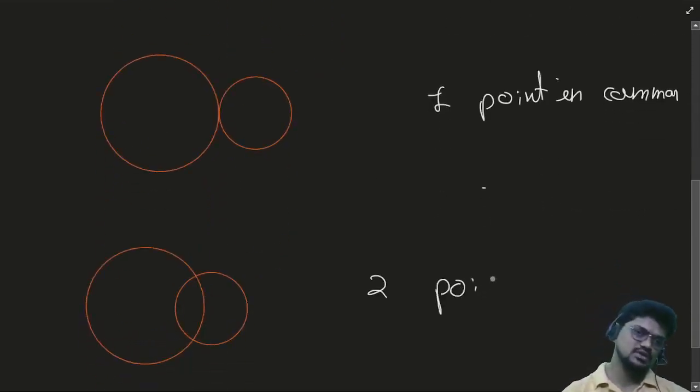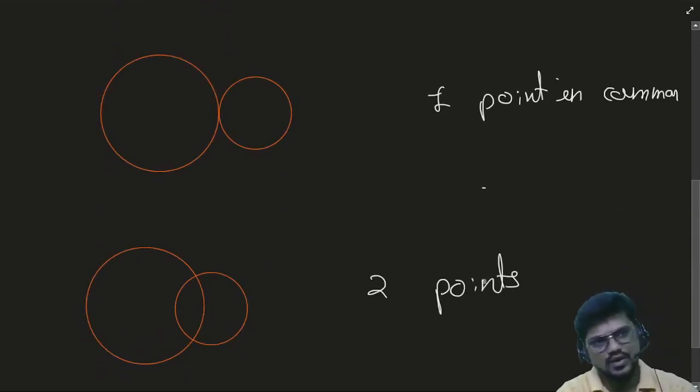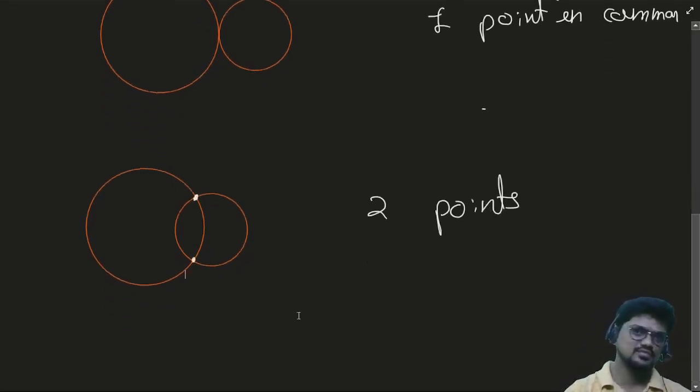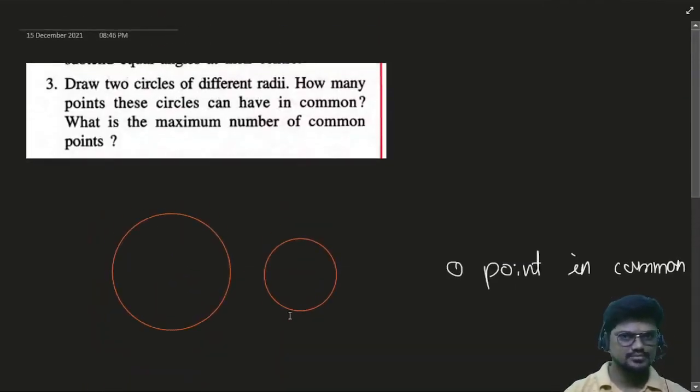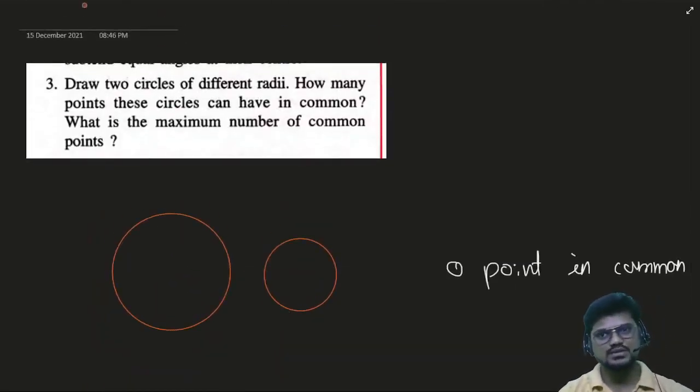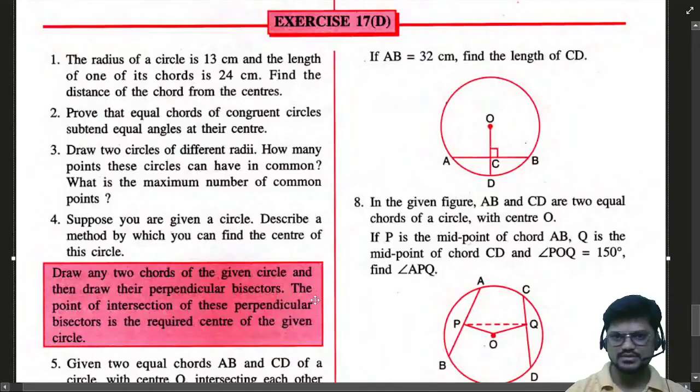Can they have 3 points in common? Is there any possibility? No, sir. Only one or two points. If there are three circles, then it's possible, no? No, they are asking only about the two circles. When you have two circles of two different radii, then what will be the maximum number of common points? The maximum number of common points can be two only. Got it? What is the maximum number of common points? The answer for this is 2. Clear? The next.